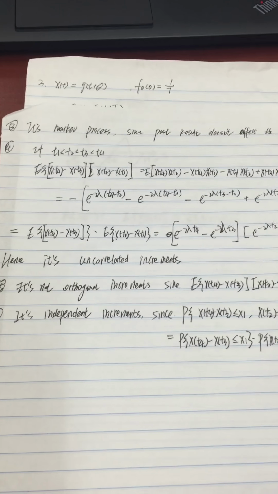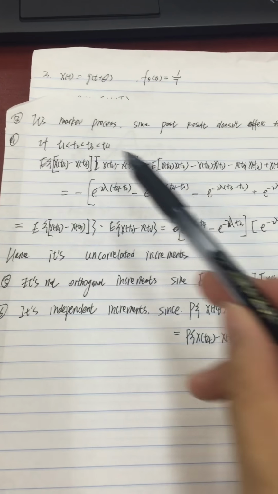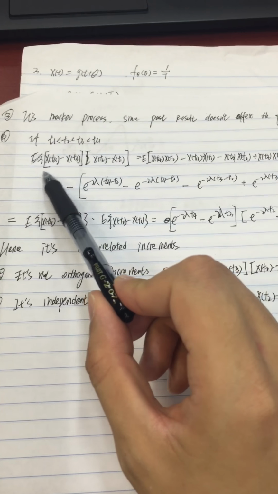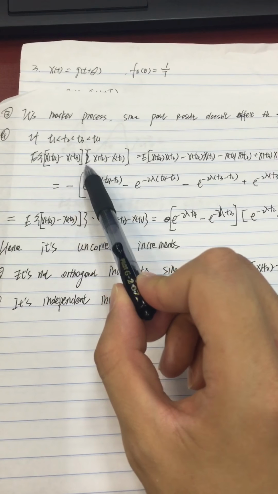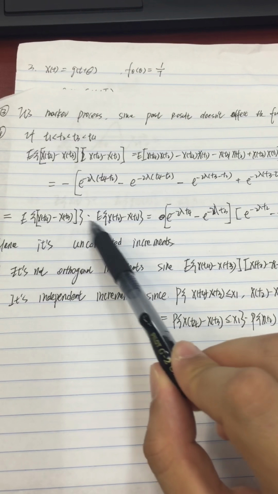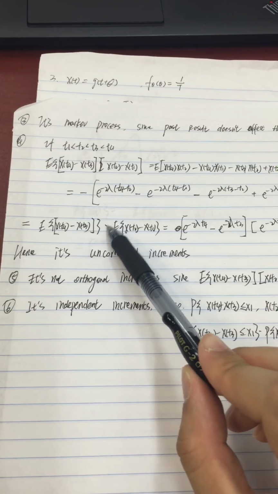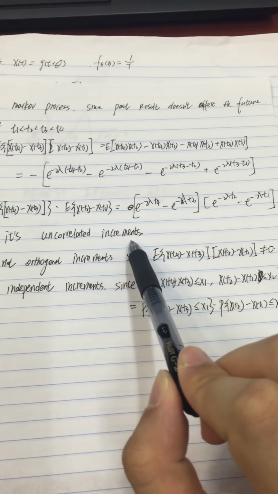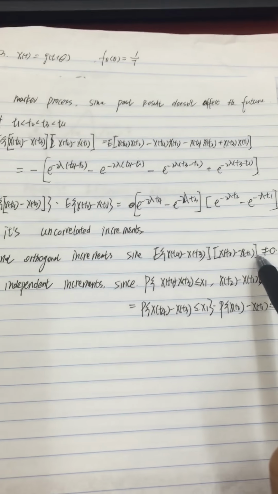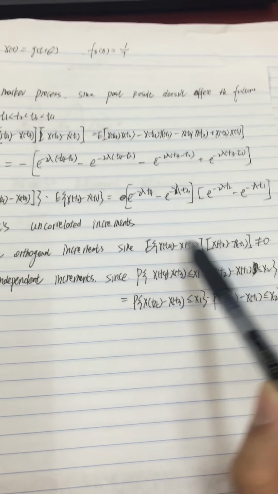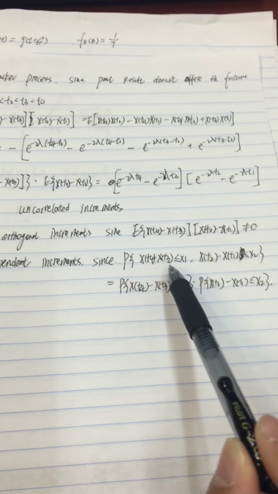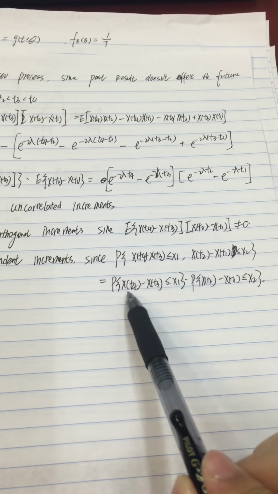And also, we take t1, t2, t3, t4, and we get the mean of (X(t4) minus X(t3)) multiplied by (X(t2) minus X(t1)), which is equal to this part. So we know that it is uncorrelated increment and it is independent increment. It is not orthogonal increment since this one is not equal to 0, and since these two parts equal to this part.